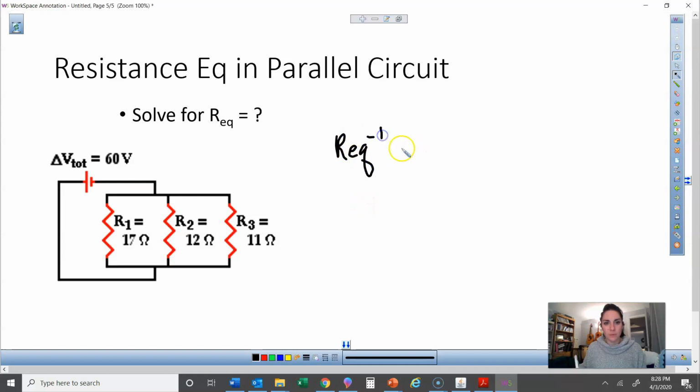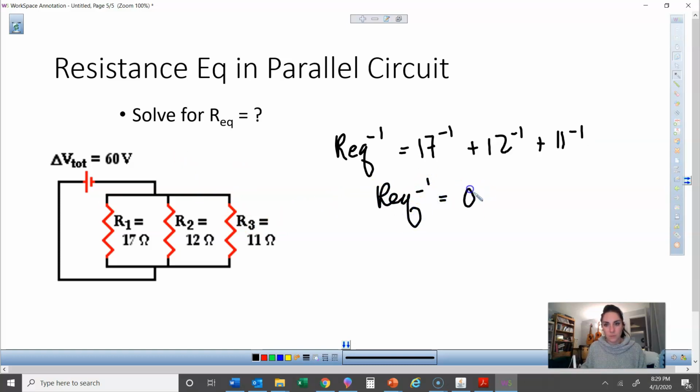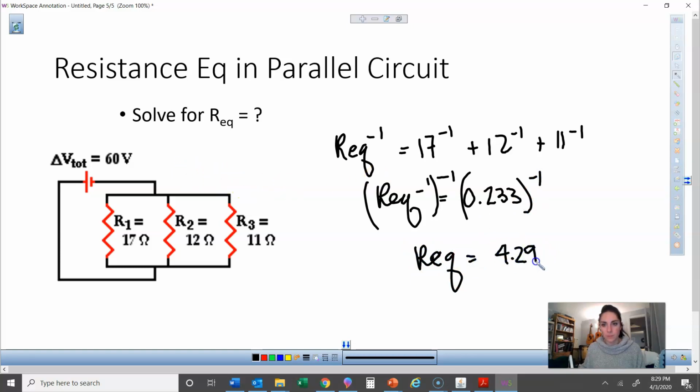REQ to the -1 is going to equal 17 to the -1 plus 12 to the -1 plus 11 to the -1. So I get REQ to the -1 equal to 0.233, but I have to take this whole thing to the -1. So then I get REQ is equal to 4.29 ohms.